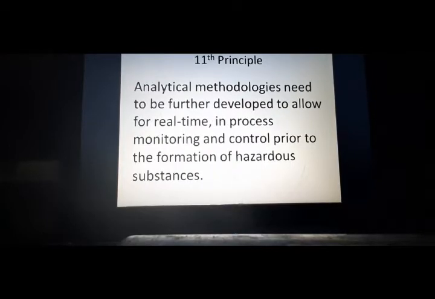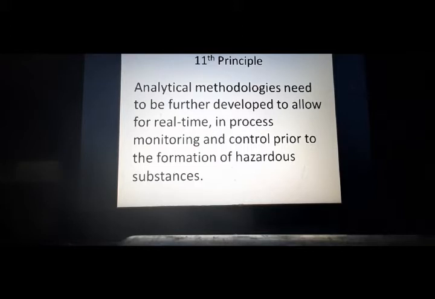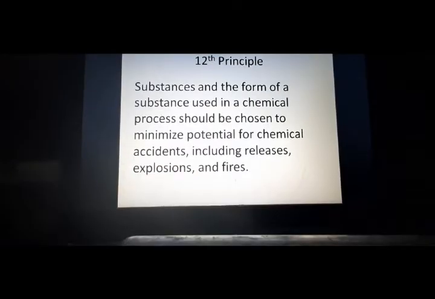11th principle. Analytical methodologies need to be further developed to allow for real-time in-process monitoring and control prior to the formation of hazardous substances. This principle helps provide adjustments and improvement for better cost. 12th principle. Substances used in a chemical process should be chosen to minimize potential for chemical accidents, including releases, explosions, and fires. The last principle focuses on safety in chemistry and the common issues found in laboratories. This shows the summarized illustration of the 12 principles of green chemistry.